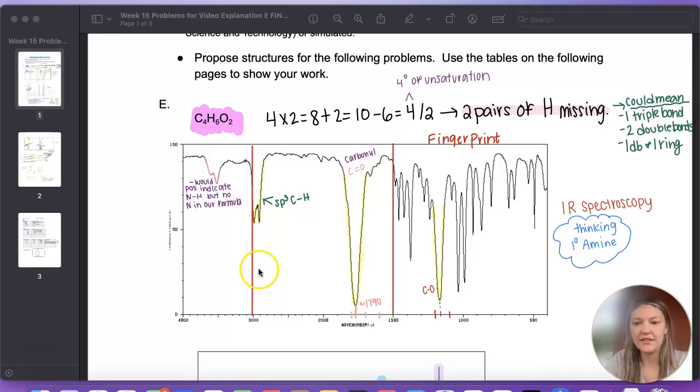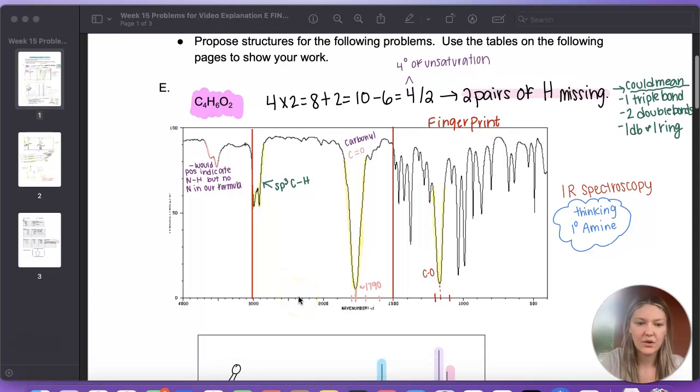So next I looked at the IR spectroscopy for the molecule. I always approach it by dividing up the graph. So I draw a line at 3,000 right there. I draw a line at 1,500. That's just because anything lower than 1,500 is the fingerprint, and it can be a little bit more difficult to determine what your molecule is by just looking at that. So I always start on this side of the graph. So the first thing that I always look at is anything greater than 3,000.